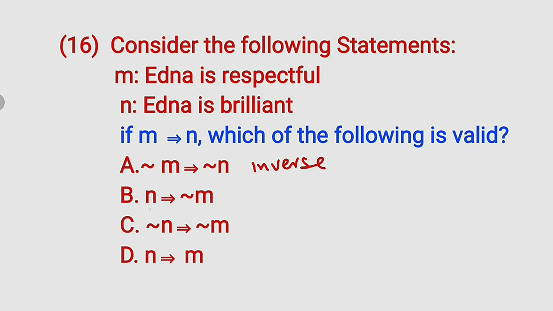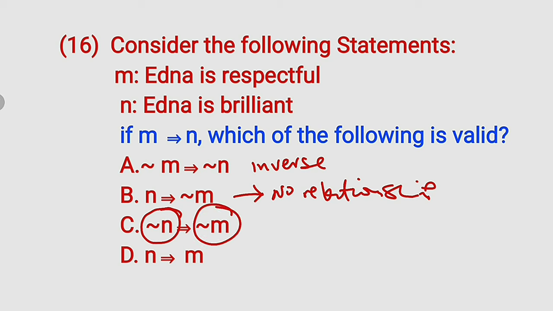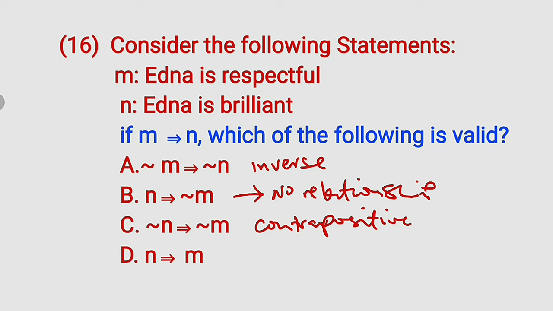The second statement reads, if Edna is brilliant, then she is not respectful. This has no relationship with the original one. And we have another statement here which reads, if Edna is not brilliant, then she is not respectful. This is what we call the contrapositive statement of the original statement.